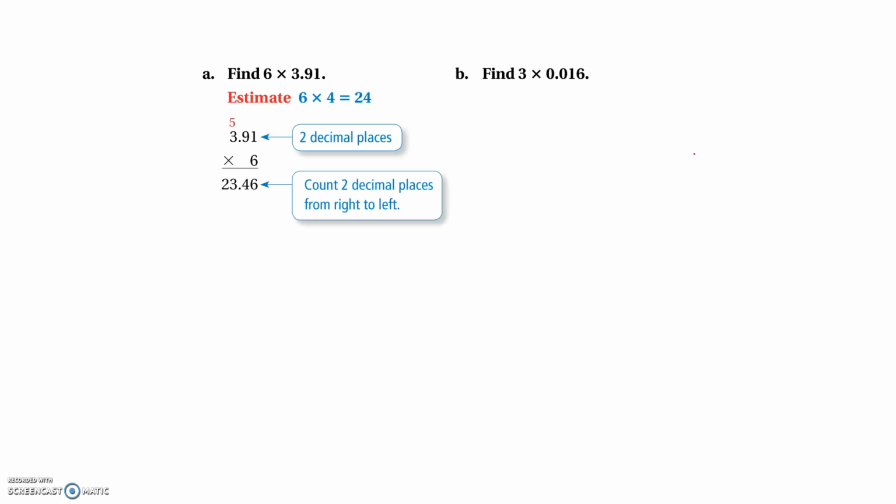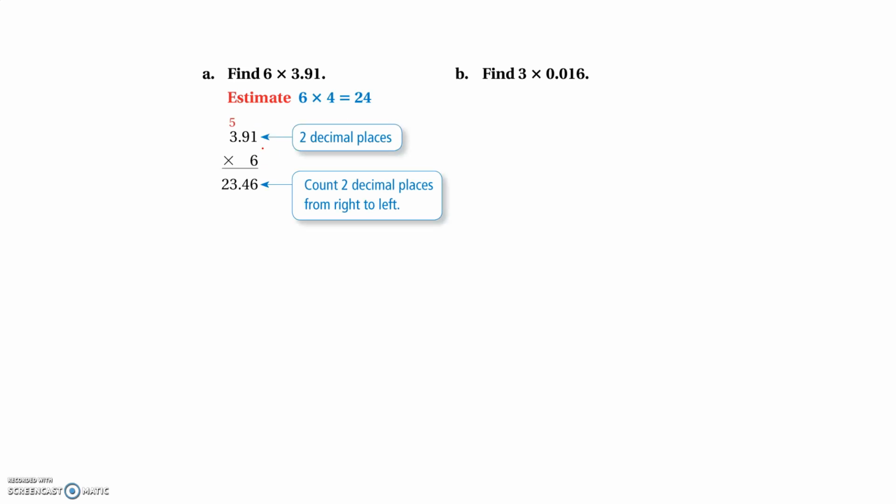All right, so a couple examples. I do one digitally and then one manually. So letter A, find 6 times 3 and 91 hundredths. So first thing I do is estimate. 6 times 4 is 24. Okay, so my answer should be close to 24.